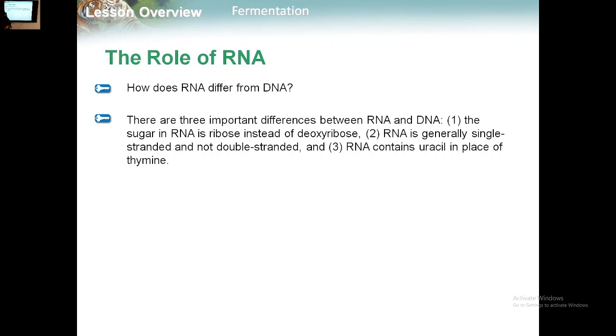The first one, that the sugar that is found in the RNA is called ribose sugar, while the sugar that is found in the DNA is called deoxyribose sugar. The second one, the RNA is single strand, while the DNA is double strand. And finally, the third one, the RNA contains nucleotides called uracil instead of thymine that is found in the DNA.